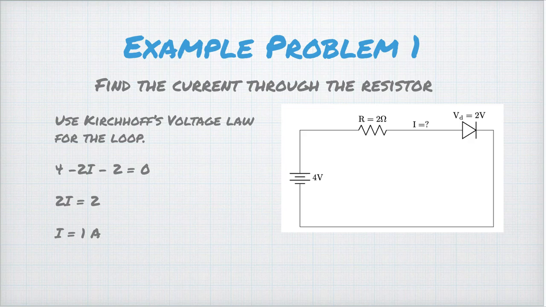Now we will do an example problem using a diode. In this problem, we want to find the current through the resistor. In order to do that, we use Kirchhoff's voltage law. The total voltage drop of the loop plus the voltage of the battery should be equal to 0. We know that the voltage drop for the resistor is equal to the resistance times the current based on Ohm's law, and that the voltage drop for the diode is 2 volts indicated in the diagram. Doing the math, we see that the current is 1 amp.